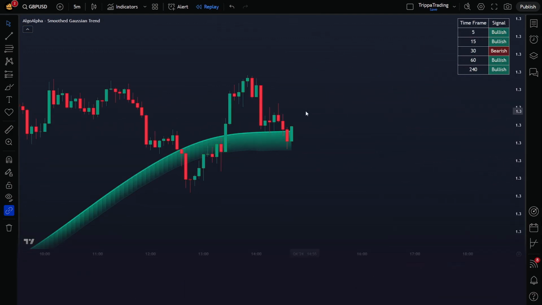The first condition for a buy trade is ensuring that the market trend is bullish on at least 4 out of 5 time frames, just like it is here in this example. Here, the Gaussian band should also be green, confirming an uptrend.